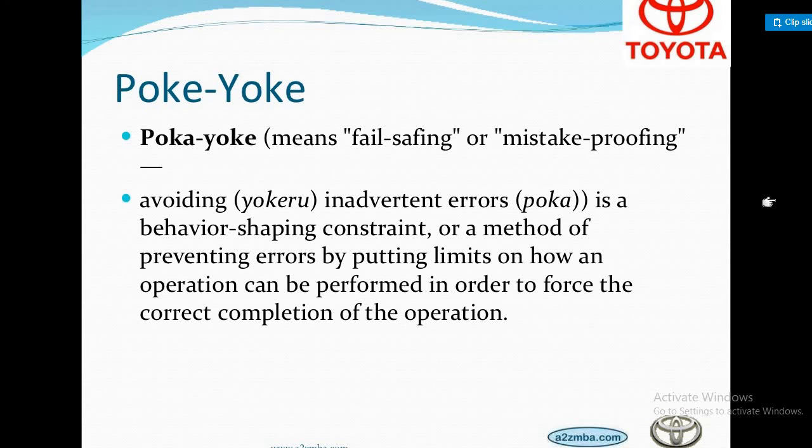Then Poka-yoke, as we have studied, means mistake proofing, which means avoiding inadvertent errors. It is a behavior-shaping constraint, a method of preventing errors by putting limits on how an operation can be performed in order to force the correct completion of the operation. It means we need to make an operation perfectly. We do not want to make mistakes in that operation.